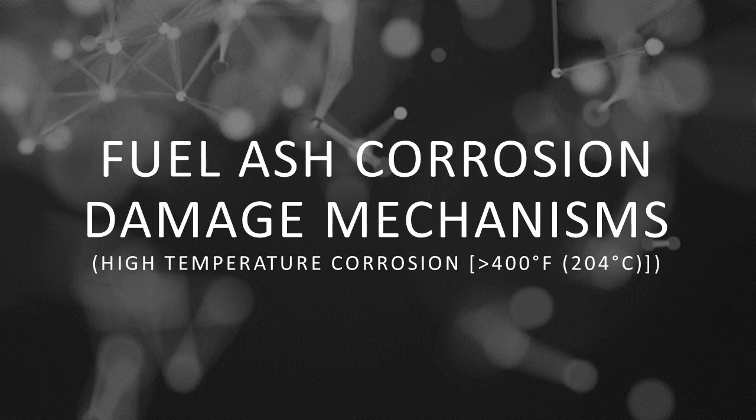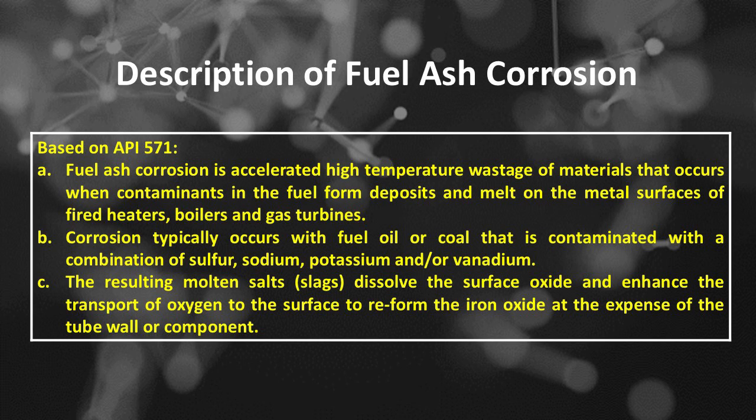Fuel ash corrosion damage mechanisms as a part of high-temperature corrosion greater than 400 degrees Fahrenheit or 204 degrees Celsius. Description of fuel ash corrosion based on API 571, Number A. Fuel ash corrosion is accelerated high-temperature wastage of materials that occurs when contaminants in the fuel form deposits and melt on the metal surfaces of fired heaters, boilers and gas turbines.